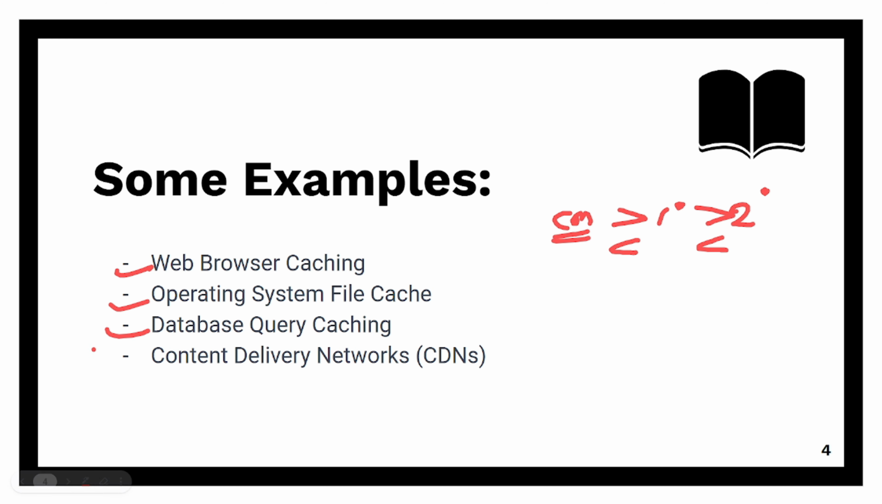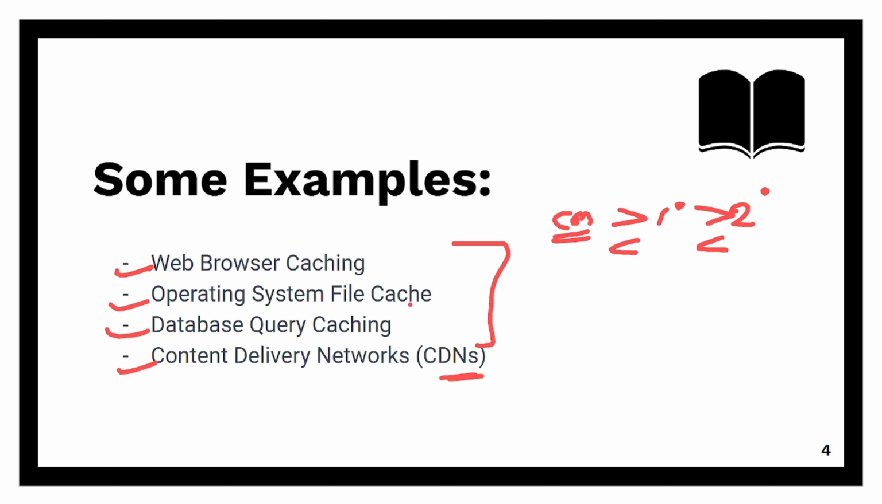Then the most important one, and you might have heard a lot about CDNs, content delivery networks. A CDN uses caching to distribute content to multiple servers located around the world, so that the resources are quickly available. When a user requests a resource, the CDN serves it from a server that is geographically closer, reducing the latency. The CDN caches copies of the content and delivers it effectively to the users. So these are some examples where caching is being used.